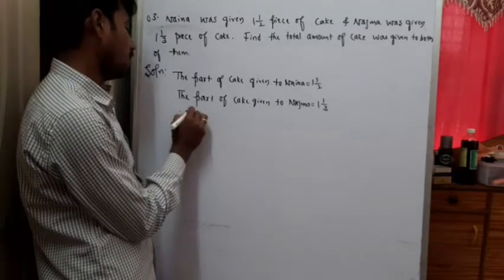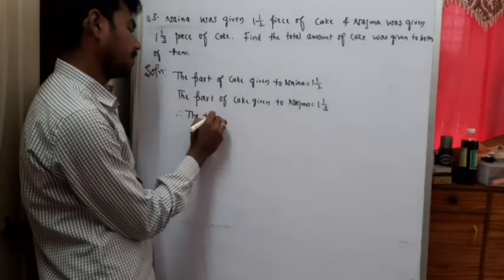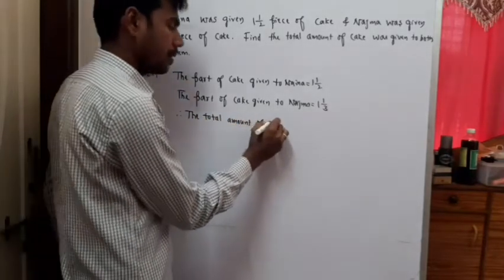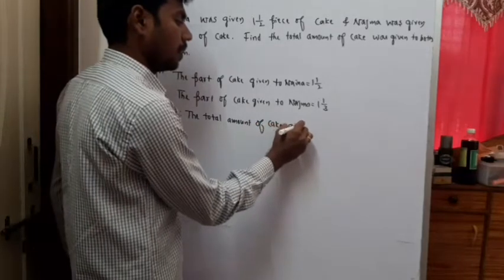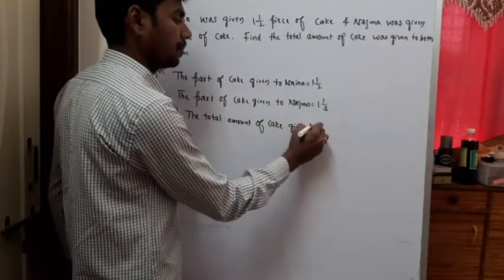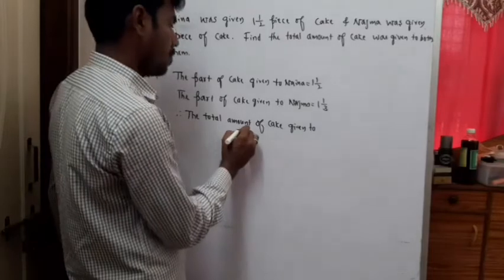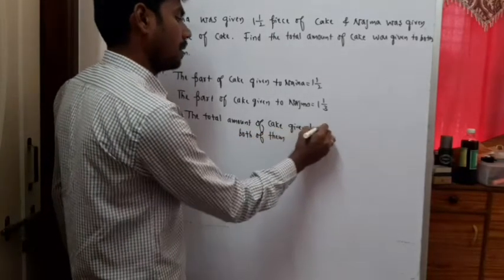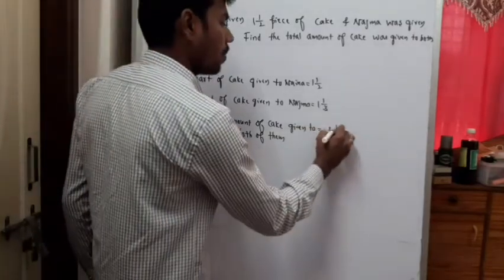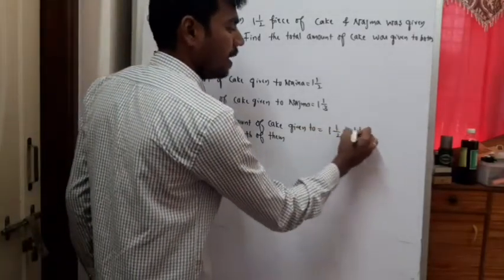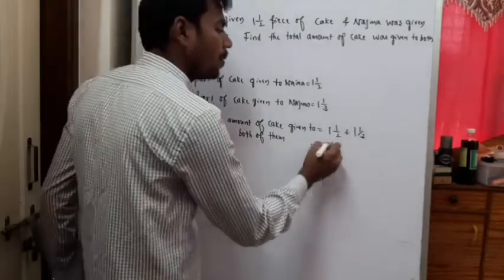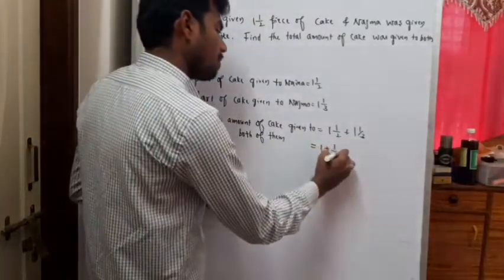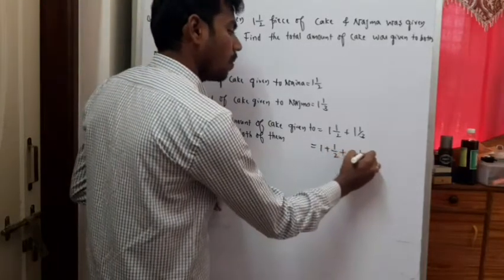So therefore the total amount of cake given to both of them is equal to what? 1 by 2 plus 1 by 3. We need to add them, that's it. So what are you going to do? Separate whole part and fraction part. 1 plus 1 by 2 plus 1 plus 1 by 3.